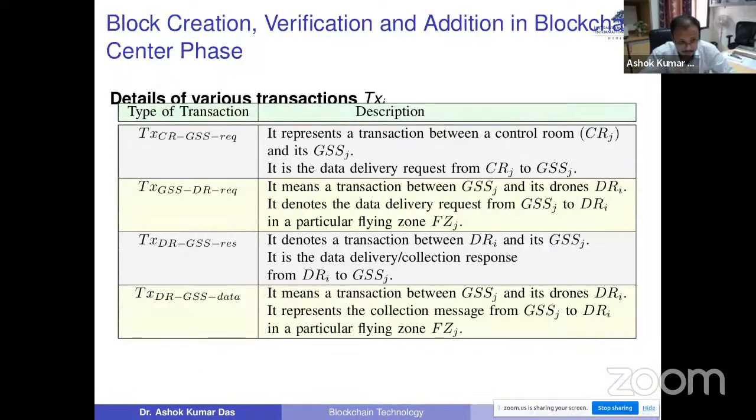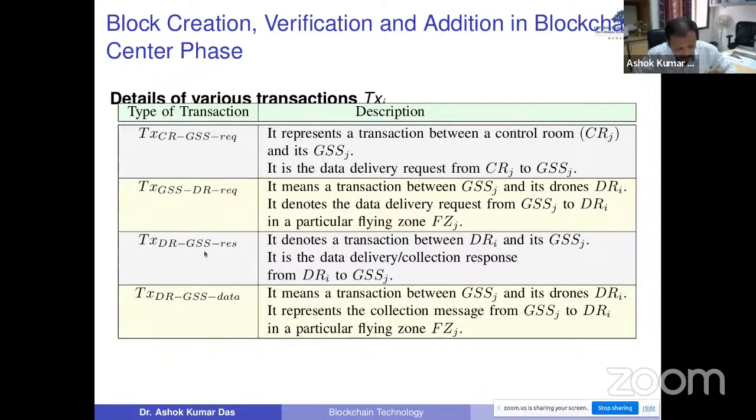Now coming to the transactions. Several transactions can be created. For example, we have taken the transaction GSS request, which represents a transaction between the control room and its GSS. It will be treated as a data delivery request from the control room to the GSS. Then transactions can be of the GSS DR request type. It is a transaction between the GSS and its drone. It denotes the data delivery request from the GSS to the drone in a particular flying zone.